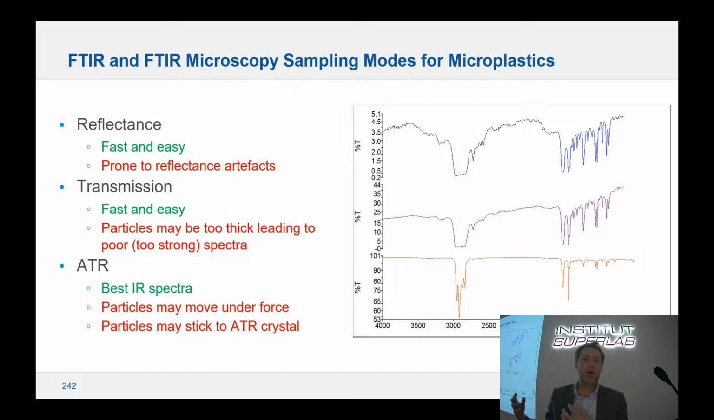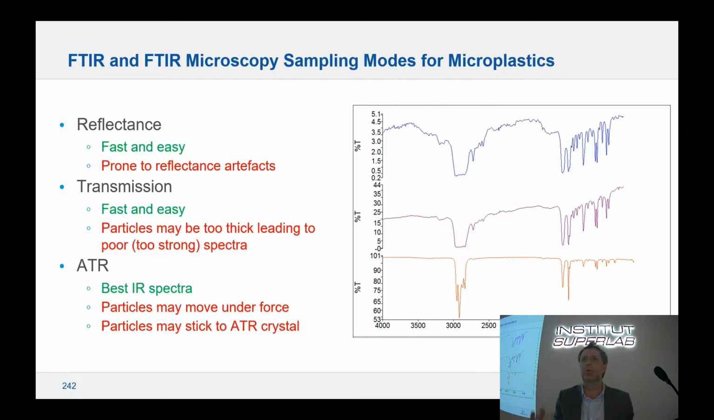So although drop-down ATR is very popular with a lot of our customers, generally I would say that transmission or reflectance is more common. Both of them are much easier to do and faster, but they have problems. And I think, if you've been downstairs with Roberto, he showed a good example. Reflectance, for instance, works really well for microplastics, but if you have a bigger particle, something on the higher end of a microplastic, it doesn't work so well, and that's where ATR plays a better role.